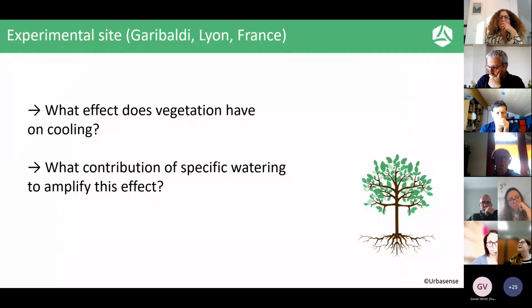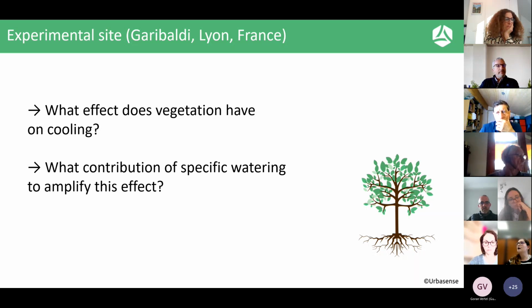We have an experimental site. It's Garibaldi, a French avenue in Lyon, in France. On this experimental site, we are measuring what effect the vegetation has on cooling, and what contribution specific watering can have to amplify this effect. So we want to cool as much as we can and to see how we can do it.